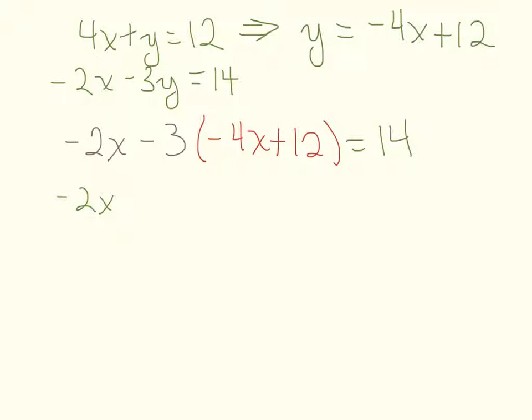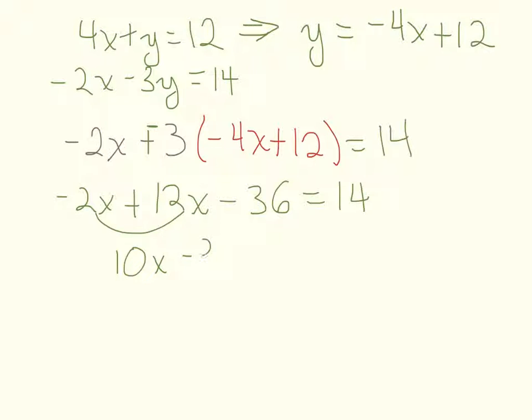It might be a really good idea to change this to adding a negative, and then say negative 3 times negative 4 is a positive 12x. Negative 3 times a positive 12 is a negative 36, and that's equal to 14. Combine like terms, we get 10x minus 36 equals 14.